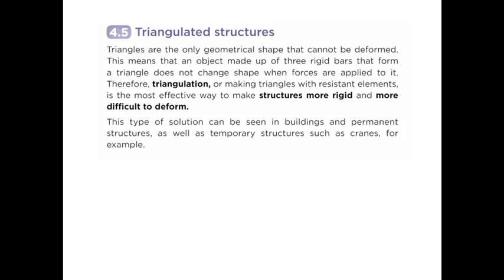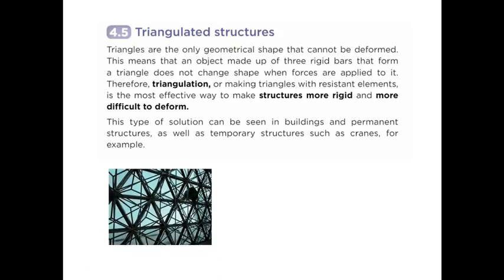4.5. Triangulated structures. Triangles are the only geometrical shape that cannot be deformed. This means that an object made up of three rigid bars that form a triangle does not change shape when forces are applied to it. Therefore, triangulation, or making triangles with resistant elements, is the most effective way to make structures more rigid and more difficult to deform. This type of solution can be seen in buildings and permanent structures, as well as temporary structures such as cranes, for example.